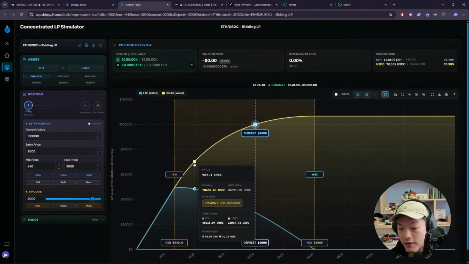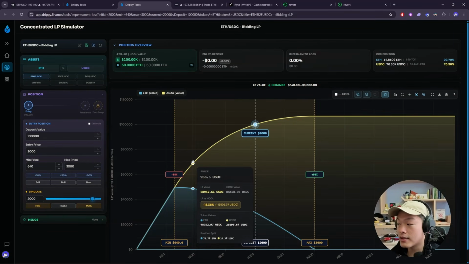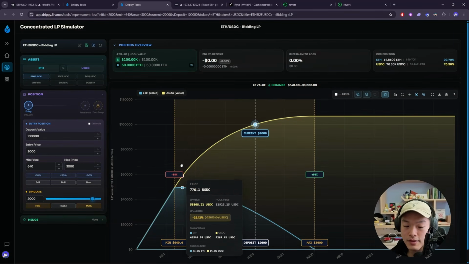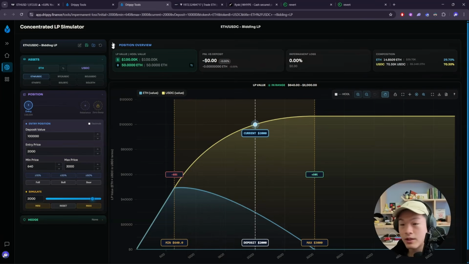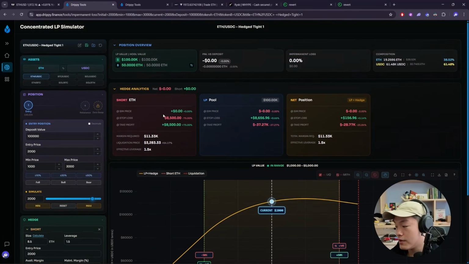And another benefit is, if prices do dip below $1,000, you don't need to rebalance or do anything. You just sit tight until 640, right? Compared to this hedge LP setup, you do need to rebalance.